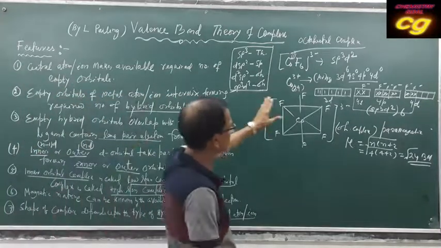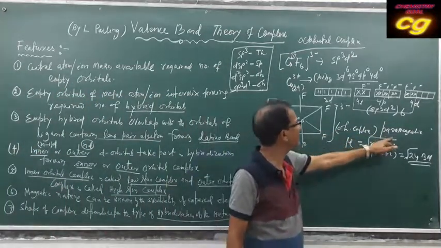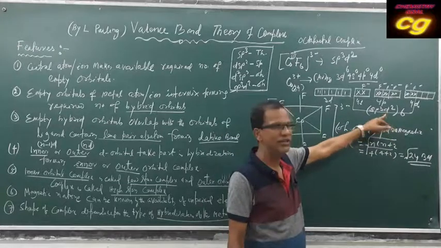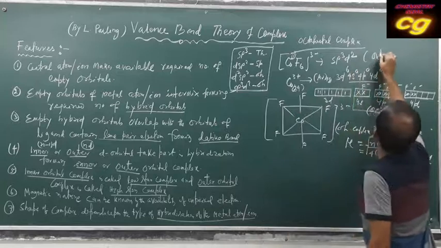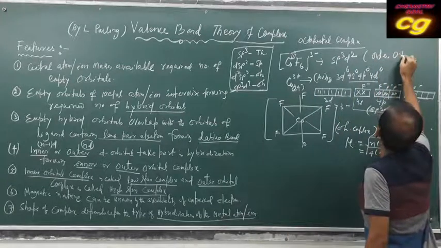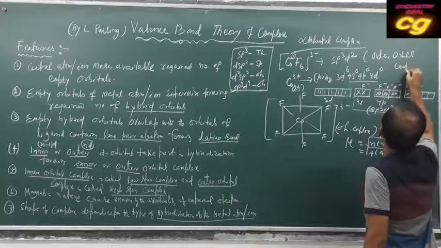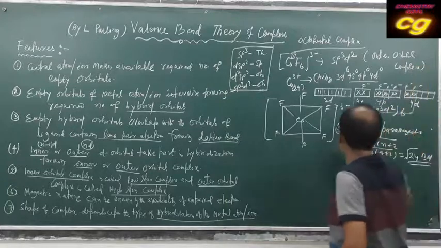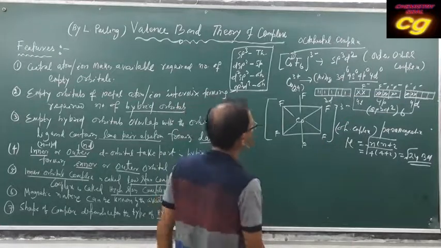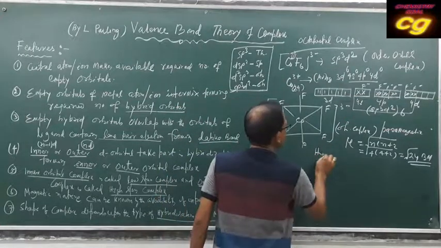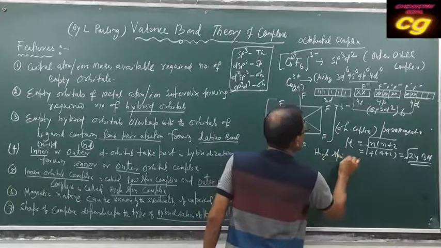So it is an octahedral complex with paramagnetic character and sp3d2 hybridization, that is an outer orbital complex. Sp3d2 means outer orbital complex, and as unpaired electrons are available, it is also called a high spin complex.